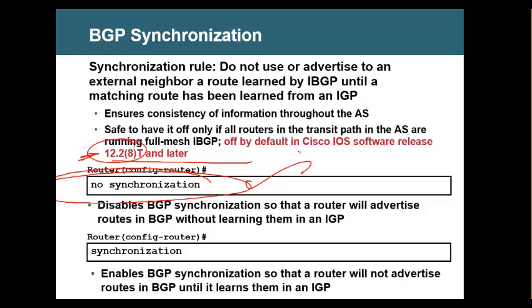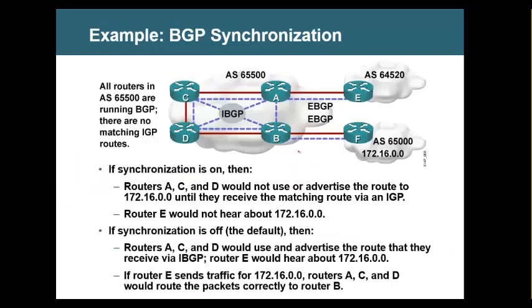Now let's read this line, three lines. Do not use or advertise to an external neighbor a route that you learned by IBGP, until a matching route has been learned from an IGP. This was one useless rule, so they used to turn it off by putting no synchronization always. But now the good news is it is already no synchronization.